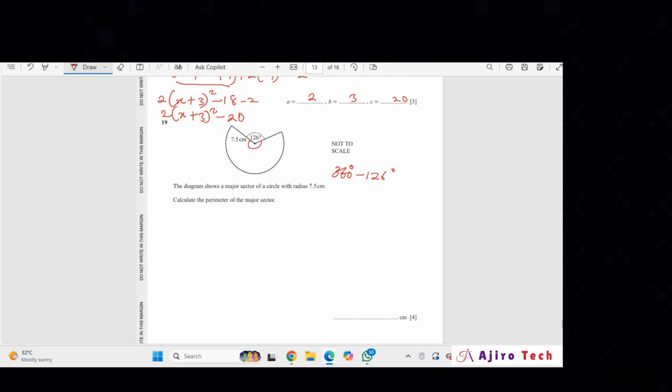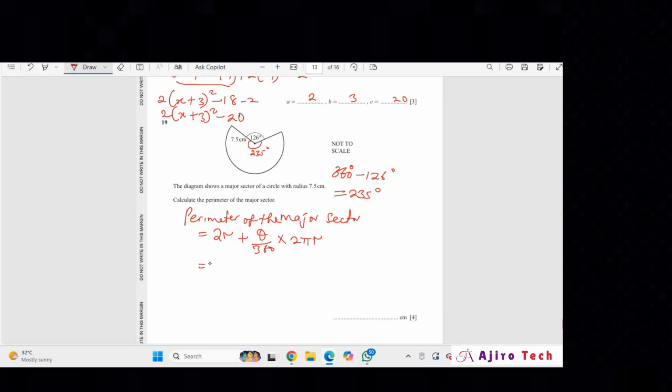It's your calculator. 360 minus 125, that will give us 235. So this place now is 235. So let's get the arc length. This arc here. The formula is this. I'm going to drop the formula now for the perimeter. The perimeter of the major sector is equal to 2r plus theta over 360 times 2 pi r.